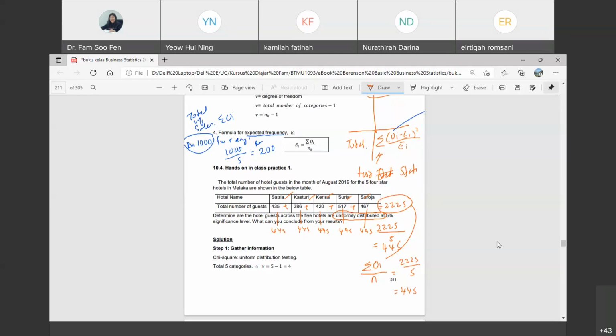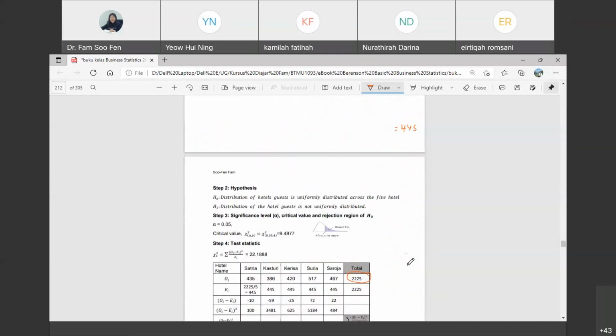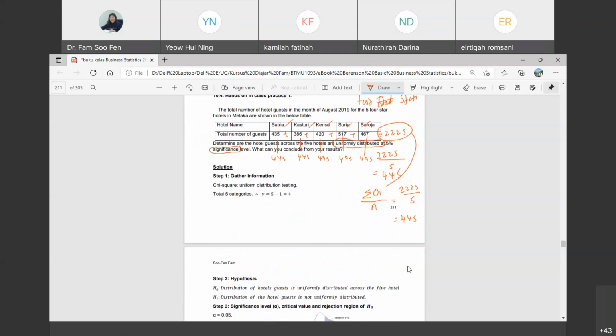As I said, these are just the statistics. Of course there are differences, but we want to see whether the differences are significant or not. That's why we come to OI minus EI. EI is the expected, jangkaan, so this is our expectation EI, and this one is our OI.